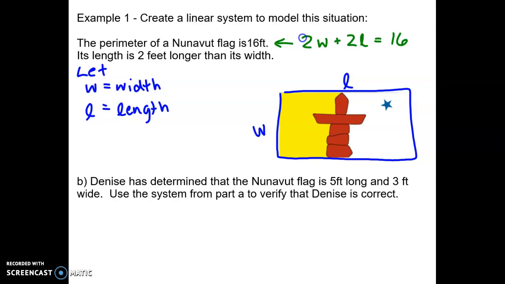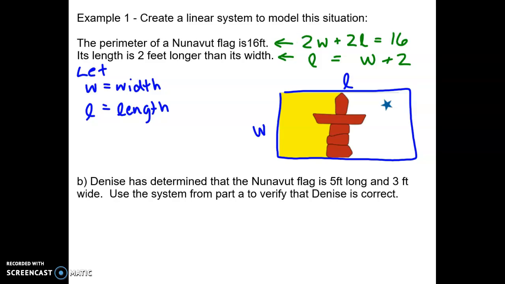It says the length is 2 feet longer than the width. So be careful. The length is longer. So I need this to balance. So again, I'm going to say the length is on one side and the width is on the other. But the 2 feet, which side is it going to have to go on to balance with the W, right? So we're going to say the length is the width plus 2. Again, the length is longer. So I have to put the 2 with the width to make sure my equals, my balance, is going to be the same.